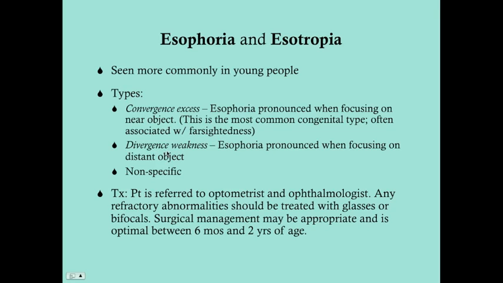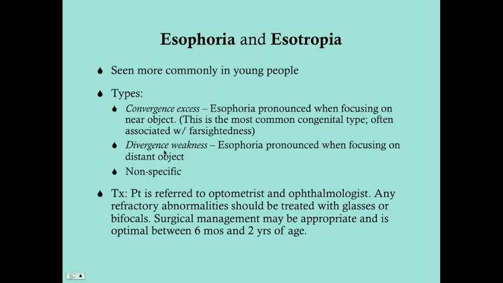Now, another way you can get esophoria or esotropia is by looking at a distant object. When you're looking at distant objects, your eyes should diverge. And let's say that the muscles responsible for divergence, which would be your lateral rectus muscles, are stronger on one side than on the other. When you go to diverge, one eye is going to be weaker and the other eye is going to be normal because you have a divergence weakness here.